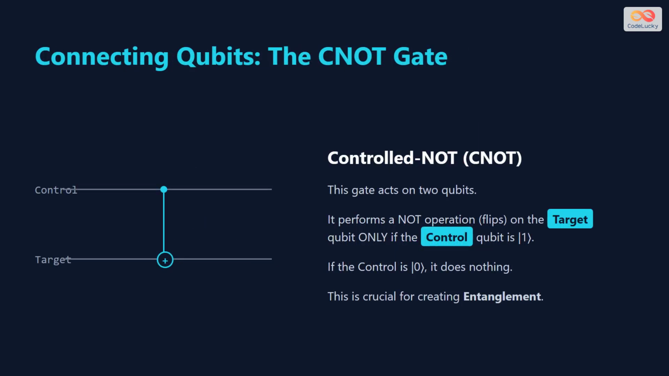Single qubits are interesting, but the real magic happens when they interact. This symbol represents the controlled NOT, or CNOT gate. It connects two wires. The top wire is the control, and the bottom is the target. If the control qubit is a 1, it flips the target qubit. If the control is 0, it does nothing. This conditional interaction is how we create quantum entanglement.